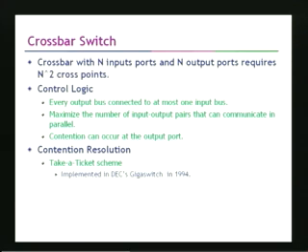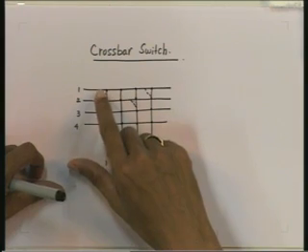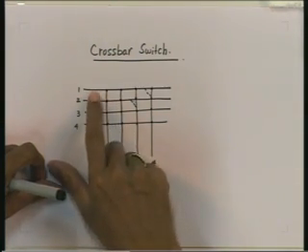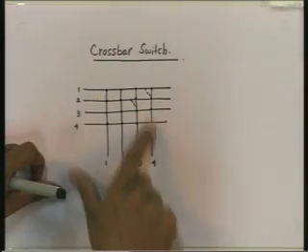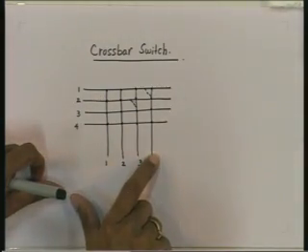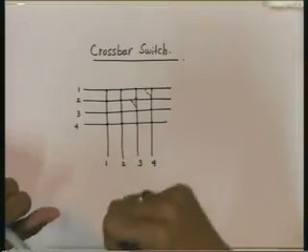Of course, we require a control logic in the crossbar switch where every output bus is connected to at most one input bus, and in this we need to maximize the number of input output pairs that can communicate in parallel. As a result, contention can occur at the output port. It may be possible that two input ports, let us say 1 and 2, may want to send a packet to 4. If that is the situation, then only one of these input ports can be switched to output port 4. So a contention at the output port may occur.